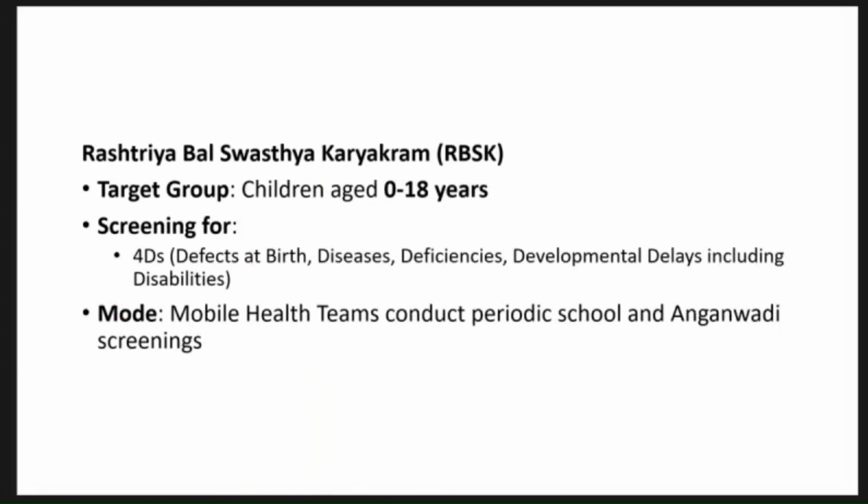Now coming to some examples of screening which the government is doing under various national health programs. The first example is under Rashtriya Bal Swasthya Karyakram, that is RBSK. The target children are from 0 to 18 years, and we screen for 4 Ds: defects at birth, diseases, deficiencies, and developmental delay including disability. And how are they being screened? They are using mobile health teams, and these teams conduct periodic school examinations and screening at various Anganwadi centers.